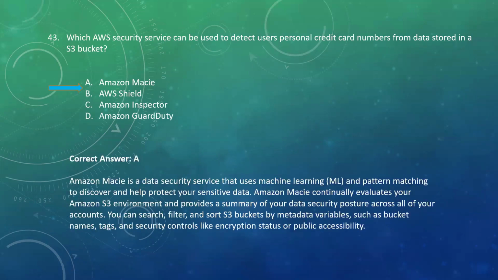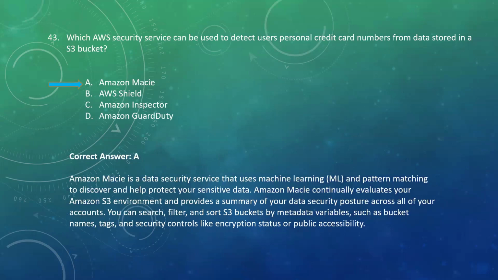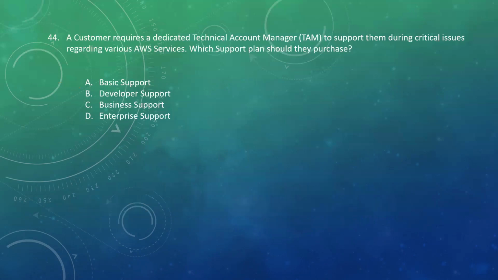So the right answer is option A, Amazon Macie. It is a data security service that uses machine learning and pattern matching to discover and help protect your sensitive data. Amazon Macie continually evaluates your Amazon S3 environment and provides a summary of your data security posture across all of your accounts. You can search, filter, and sort S3 buckets by metadata variables, such as bucket names, tags, and security controls like encryption status or public accessibility. Moving on to the next question.